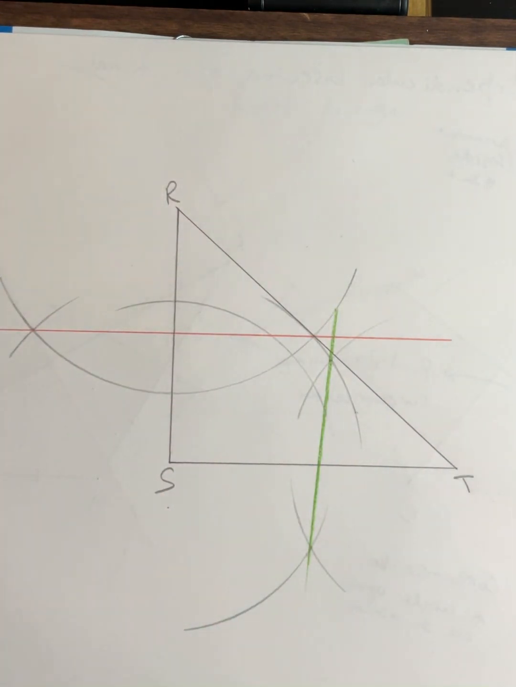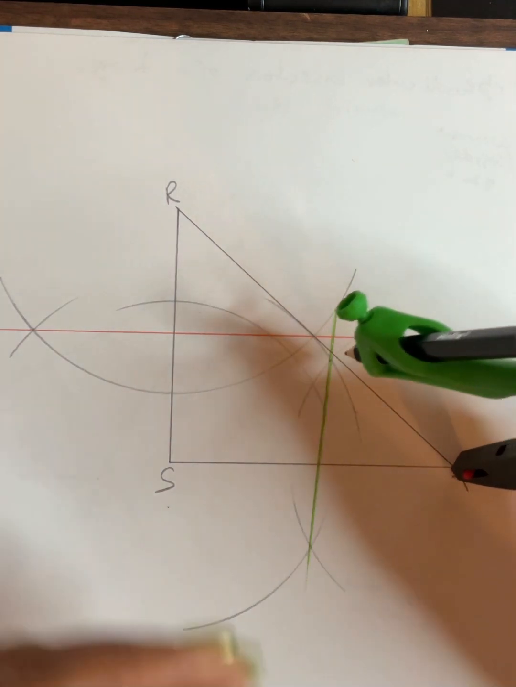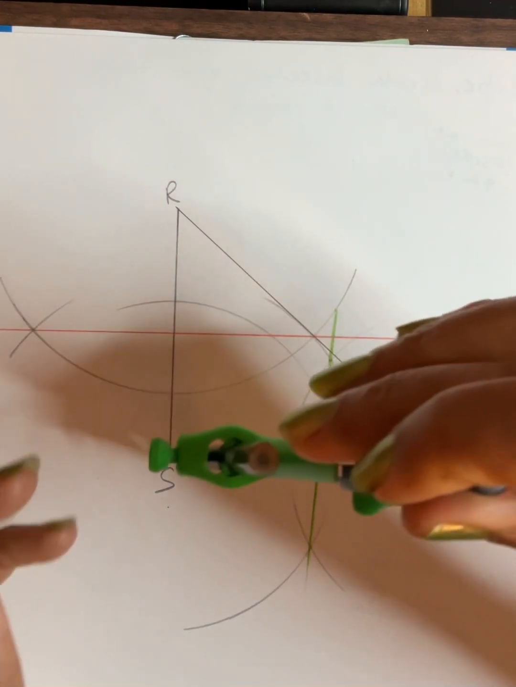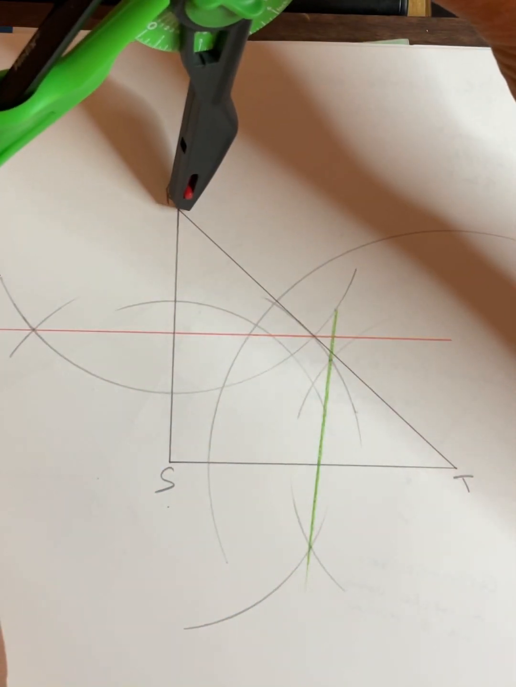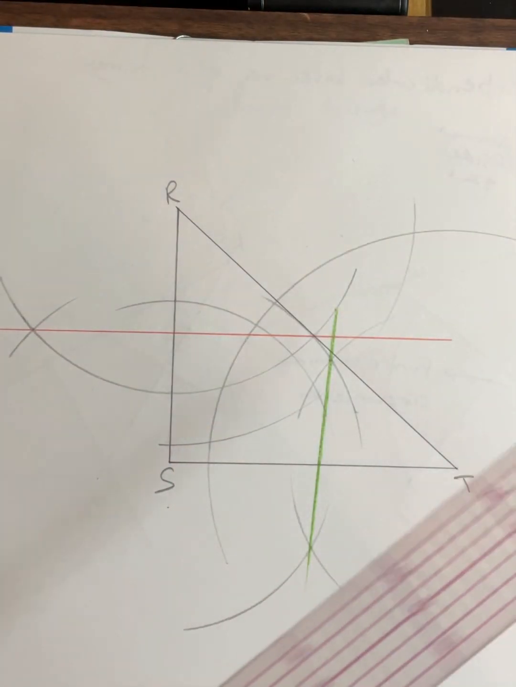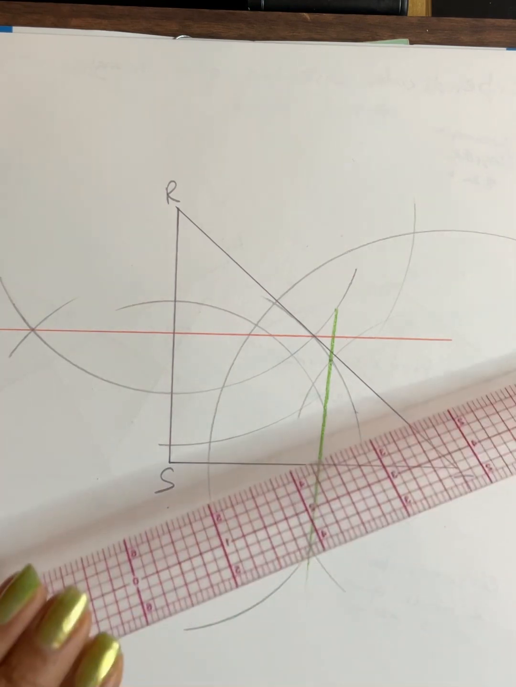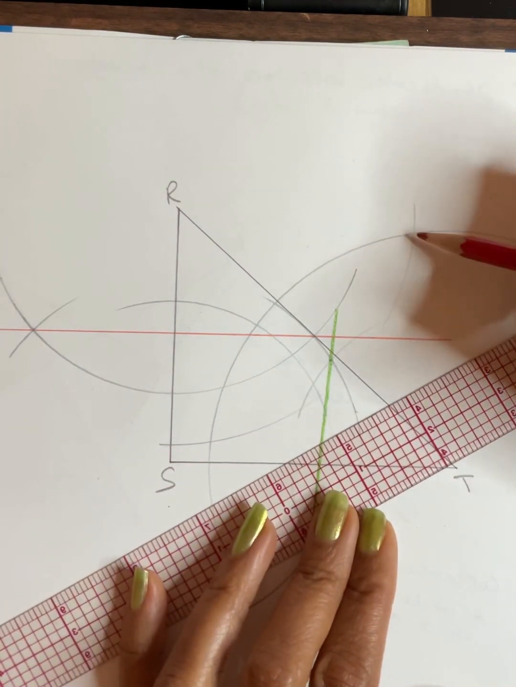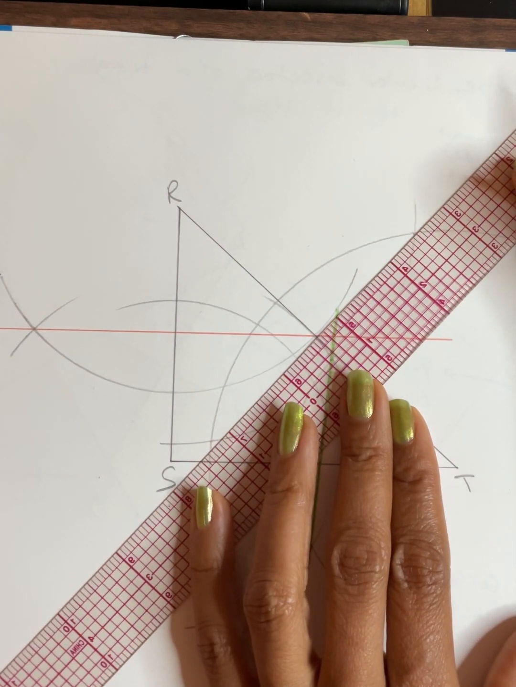This is what we have. And then I'm going to do the same thing for the last segment. So I am going to do a perpendicular bisector here, slide it up to vertex R, and I am going to use red.